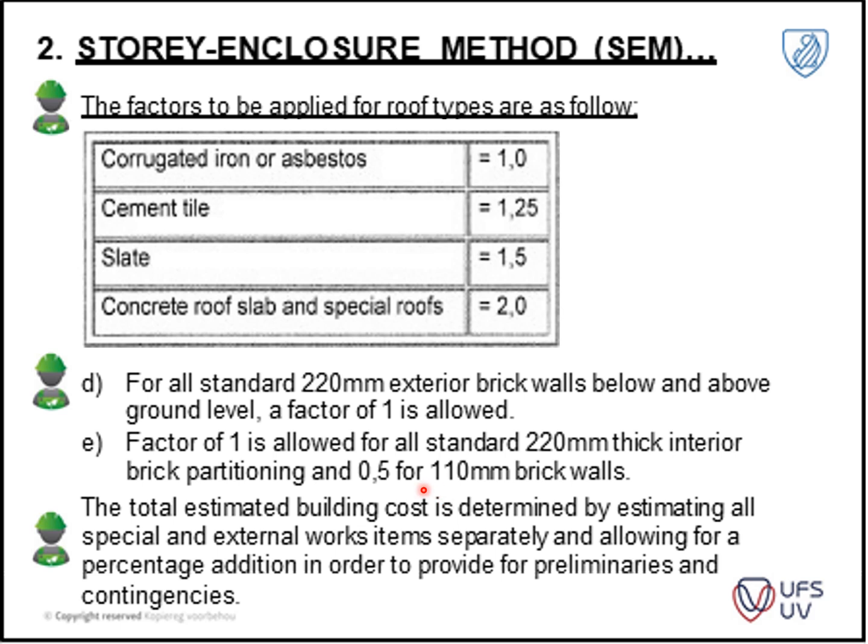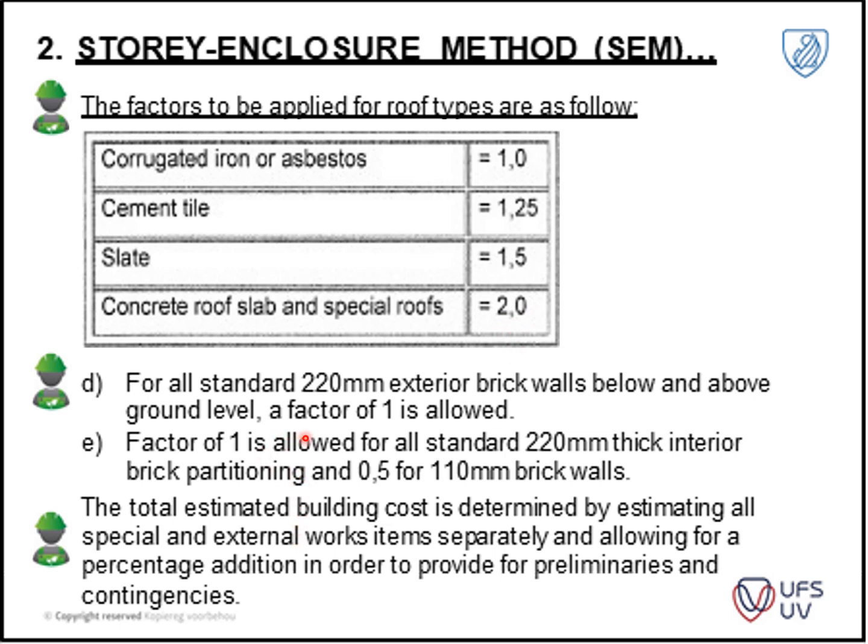Okay, everyone, so here are the factors to be applied. Some of the standard factors that you can use: corrugated iron or asbestos is usually a factor of 1, cement tiles is 1.25, and slate tiles is 1.5. Concrete roof slabs and special roofs is usually a 2.